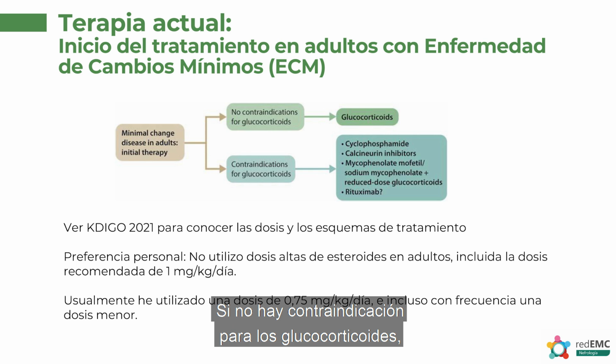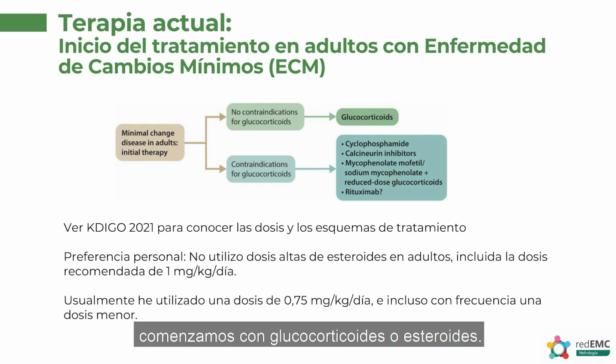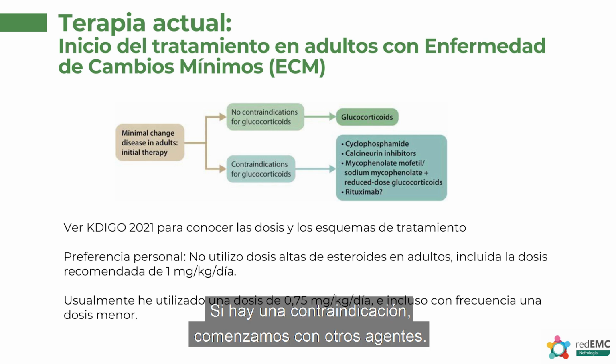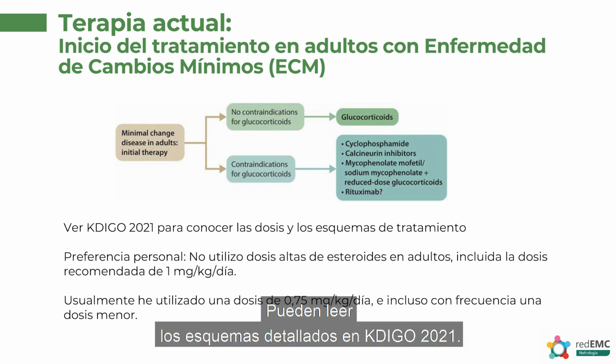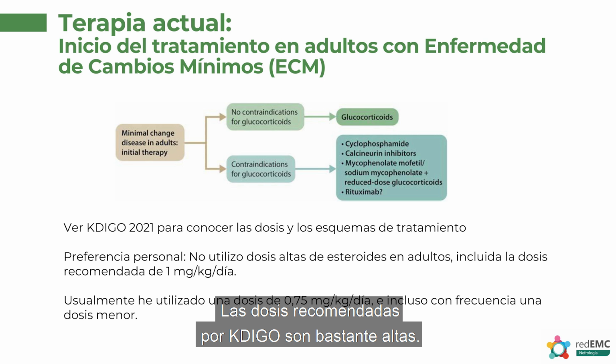So here, with no contraindication to glucocorticoids, we start with glucocorticoids or steroids. If there's a contraindication, we start with other agents. The preferred way of treating it as of now is really glucocorticoids. You could read the detailed regimens in KDIGO 2021. The doses recommended by KDIGO are quite high.